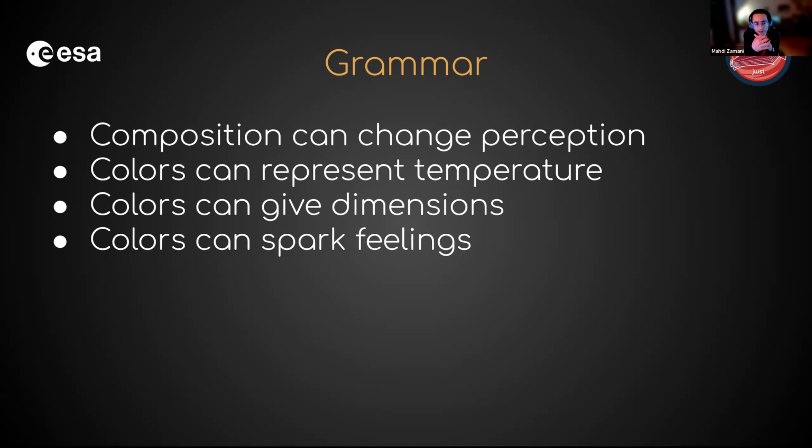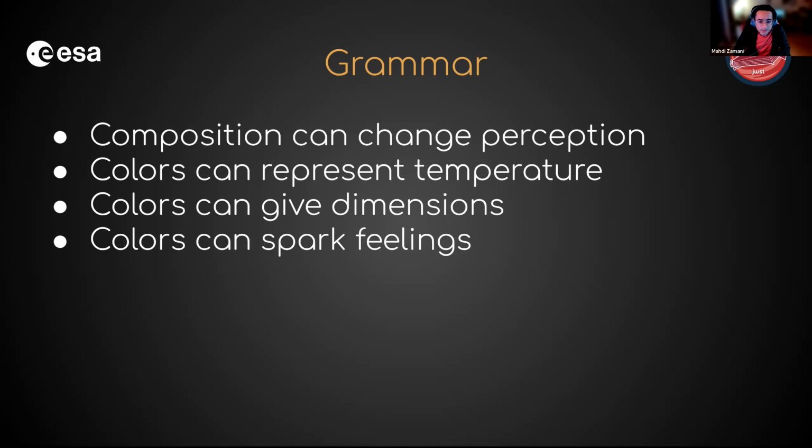The composition primarily is one of the most important things that help us to communicate better with the public. Then comes the colors, and colors can represent different things. For day-to-day life, humans perceive color blue to be connected to cold, color red to be connected to hot. But in astronomy, it's completely opposite. For instance, we know the bluer stars are hotter stars, the colder stars are redder stars.